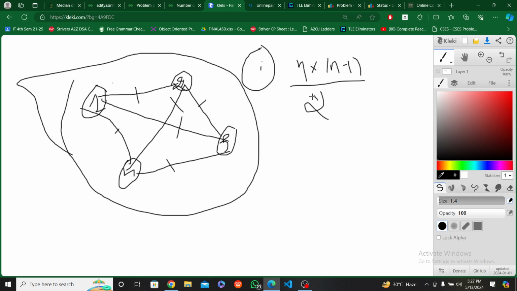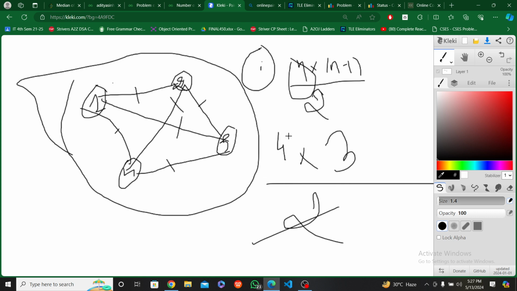So here, what is n? n is the number of vertices. What is the number of vertices here? It is 4. So 4 into 4 minus 1, that is 3, divided by 2. So 2 cancels with 4, and 2 into 3 gives 6, which is my number of edges.